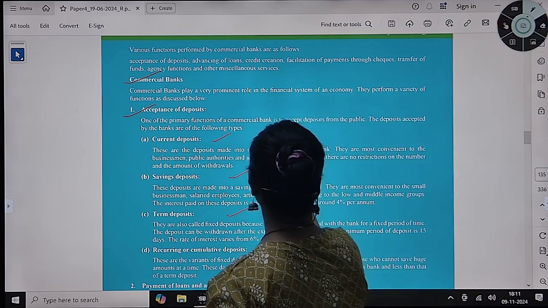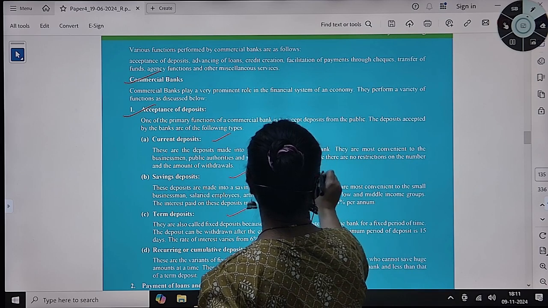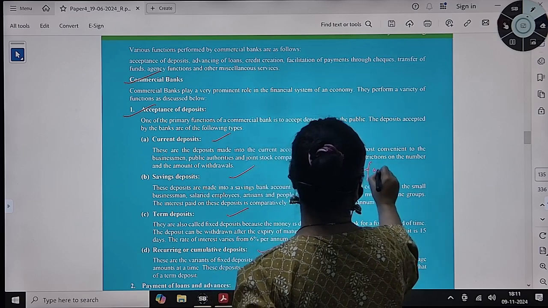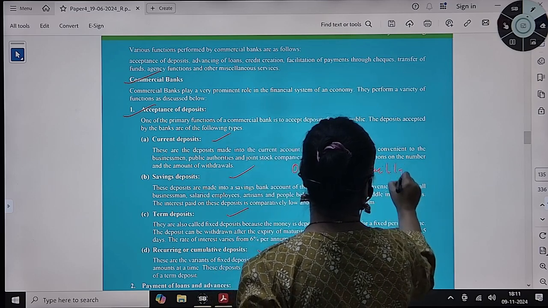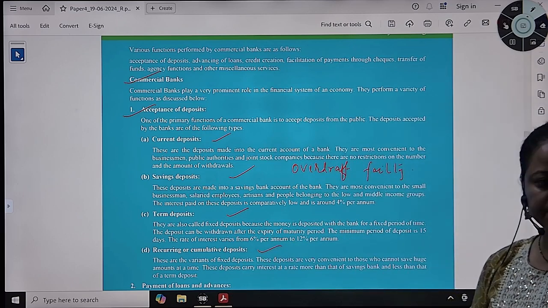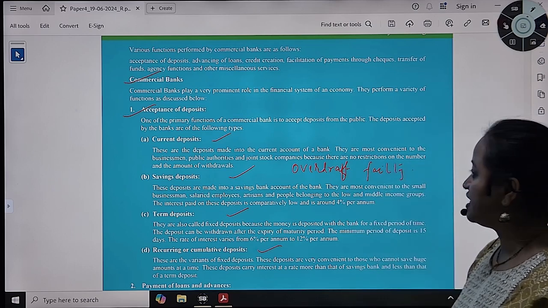And overdraft facility is given in the current deposit account. So in a current deposit account, overdraft facility is given.